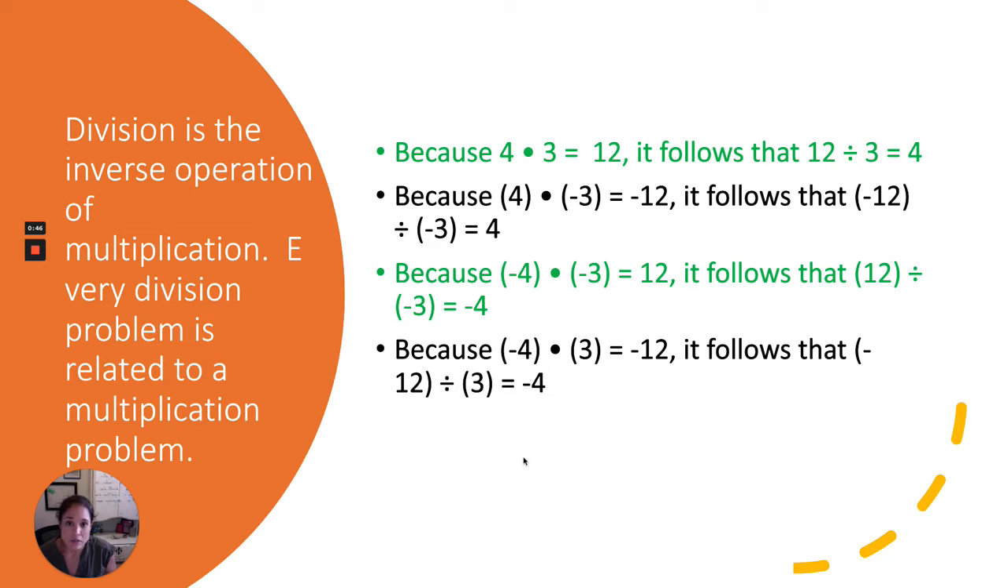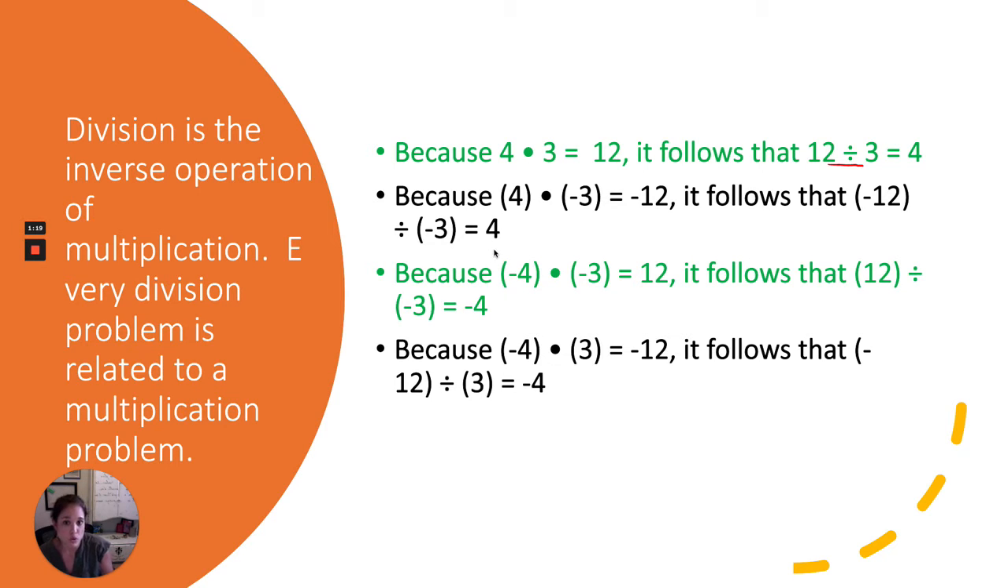Division is the inverse operation of multiplication. Every division problem is related to a multiplication problem. So look here at 4 times 3, which equals 12, which means that 12 divided by 3 is 4. Because 4 times negative 3 equals negative 12, it follows that negative 12 divided by negative 3 equals 4.